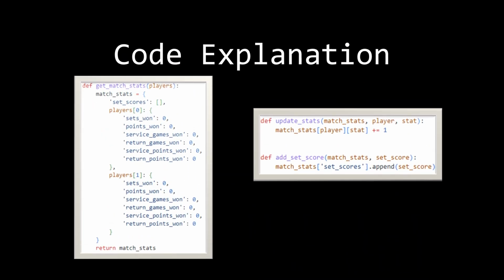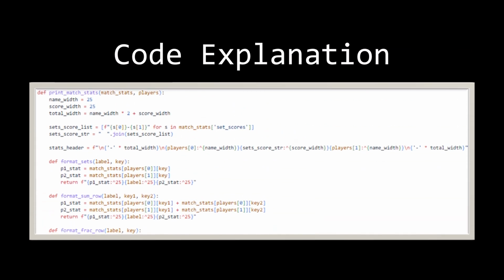The getMatchStats function takes the players list as a parameter. It then generates a dictionary with nested dictionaries which will be used to track the statistics of the match. The updateStats and addSetScore functions are used to increment values in the generated matchStats. updateStats is used for values in the player dictionaries, while addSetScore is used for the setScores dictionary.